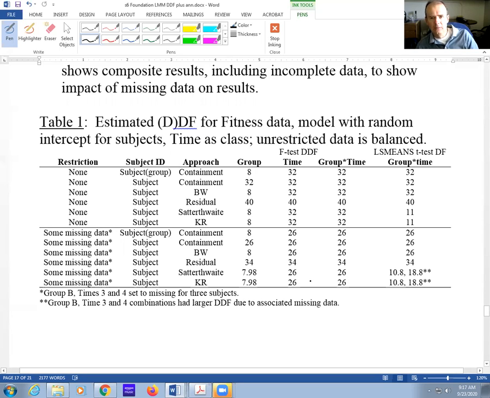The between-within, real quickly, is kind of intuitive because it takes the total residual degrees of freedom, which would be 40 for these data, and says, okay, the group is based on between-subject data, and we establish that there's 8 degrees of freedom there. Then whatever's left over, the 32, would be for within-subject comparison. So in a nutshell, that's what between-within does.